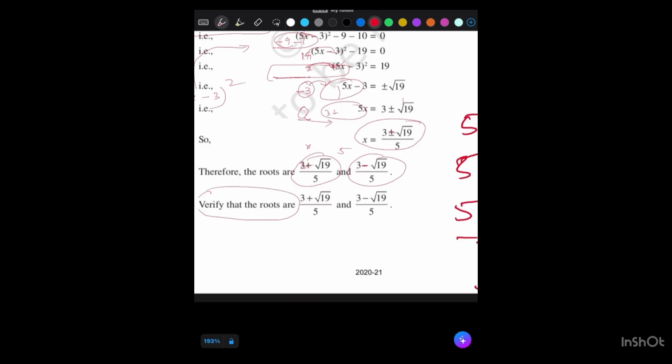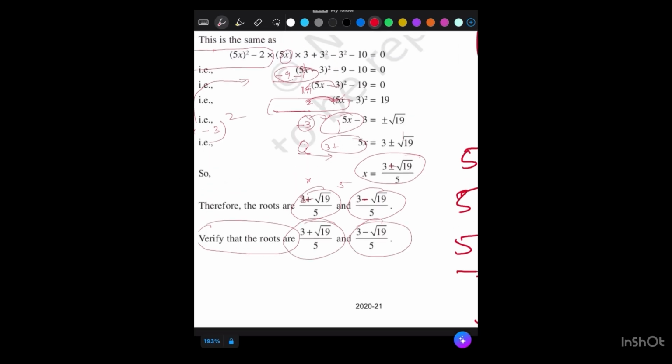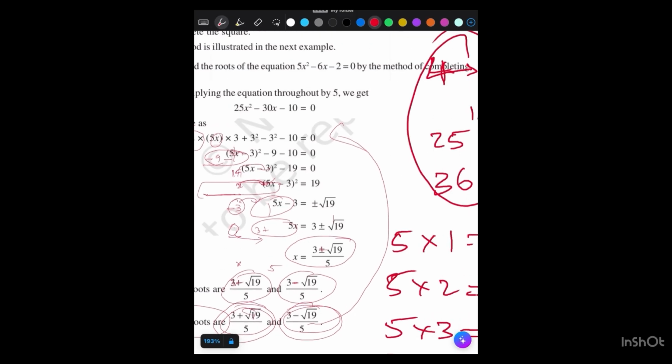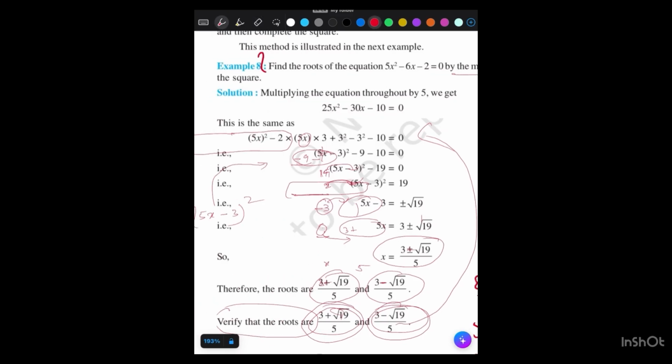Then we need to verify. How can you verify? Put this value into the equation, so that the final value will be 0. You can try both the numbers, it will become 0. So this is a method which is called the method of completing the square. They will give one equation. You need to convert that equation into a squared plus 2ab plus b squared, or a squared minus 2ab plus b squared, so that you can resolve the question.